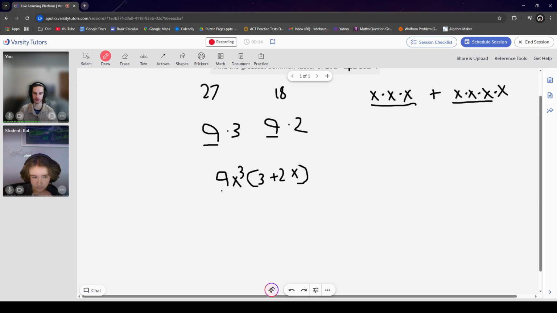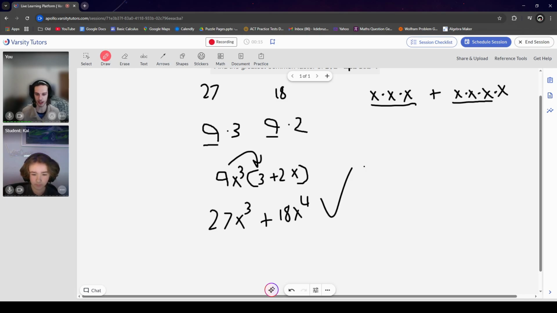So let's test it. What's 9x^3 times 3? 27, and what else? x^3. Yep. And then we go over to the plus sign. And then what about 9x^3 times 2x? 18x^4. Yep, 18x^4. So that's how we check our answers, and that's all correct.